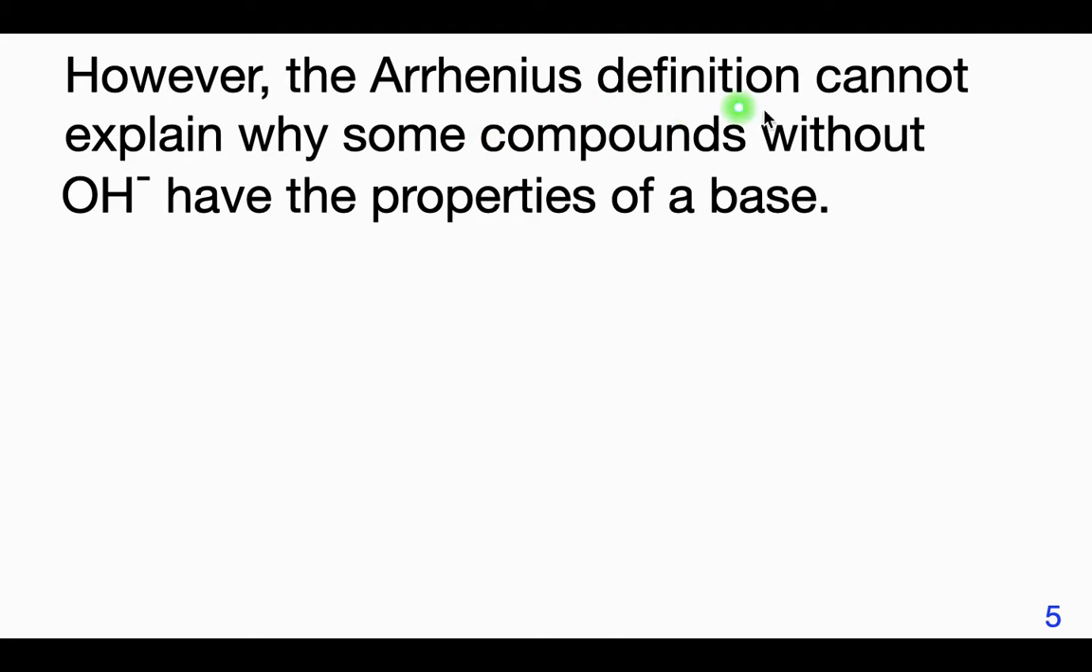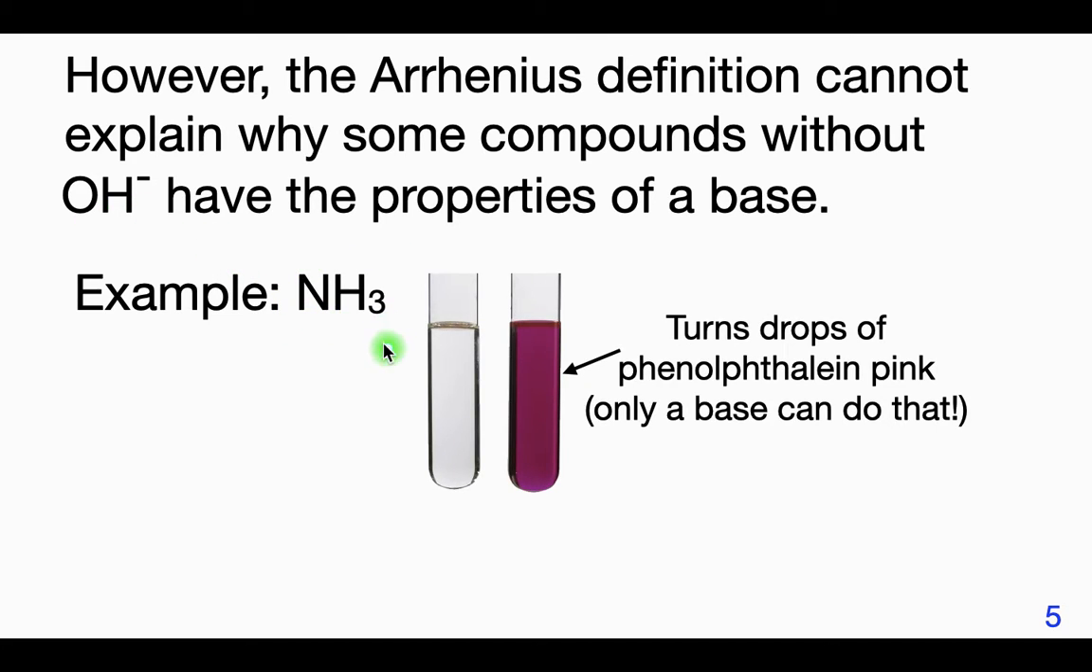However, the Arrhenius definition cannot explain why some compounds without hydroxide have the properties of a base. So for example, ammonia. Ammonia is a base, but there's no hydroxide. So how can it be a base? We know it's a base for various ways we can test it, but one of the things that's really easy to do is if we were to put drops of an indicator called phenolphthalein into a test tube that had ammonia in it, it would turn pink. And only a base will do that.